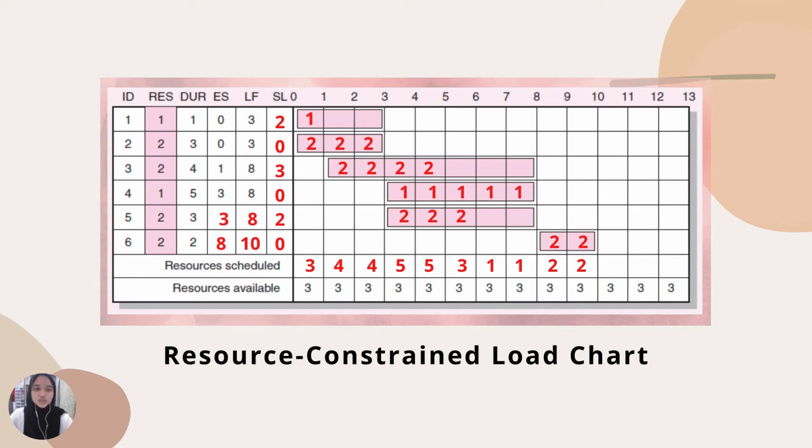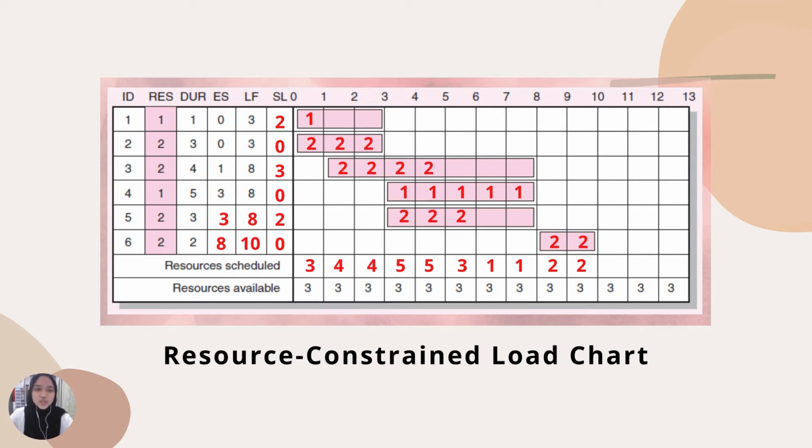As you can see at activity 1, there are 2 boxes that are not filled, so the slack is 2. The same goes for activity 3. As you can see, the slack is 3, so there are 3 shaded region boxes that are not filled. And the same goes for activity 5. And then the resources schedule is actually the total number of resources that will be needed in a specific duration.